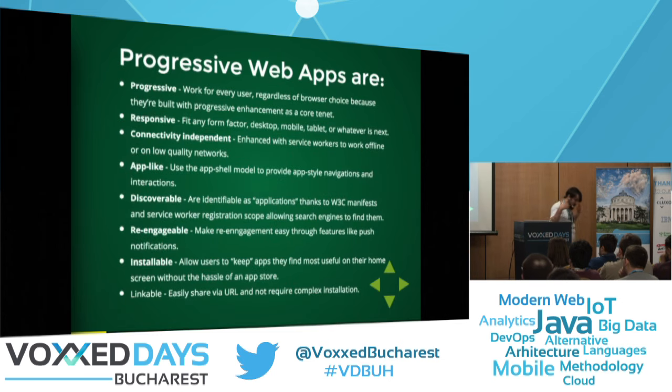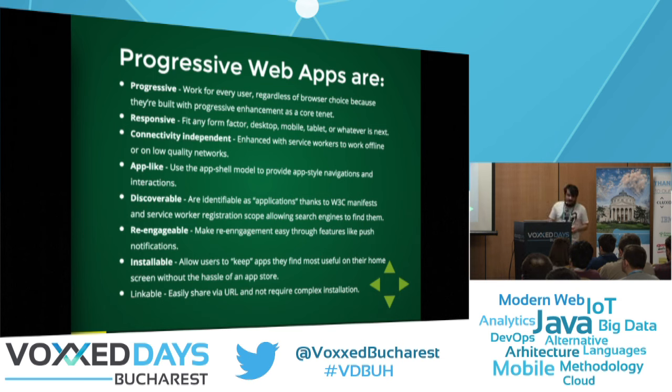Okay, so coming back to progressive web apps. Progressive web apps are basically single-page applications built on a couple of principles. First, they should be progressive. They should work for every user, regardless of browser choice. They should be responsive. They should fit any form factor. We should get out of the trend of building mobile and separate desktop sites. They should be connectivity independent. They should work offline. They should take advantage of caches, which I've shown earlier, so that we can provide at least a partial experience of what the user would normally get if they're connected.